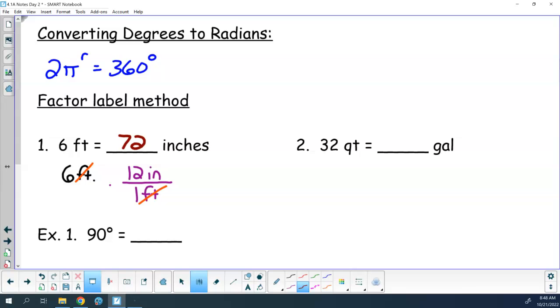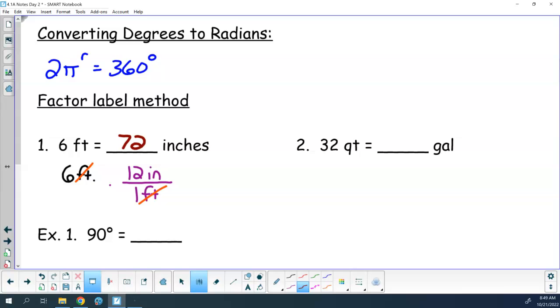Later on next week, we're going to use the factor label method a ton once we get into circular motion type problems and converting between angular measure, angular, linear, and distance. Okay? So, all right.